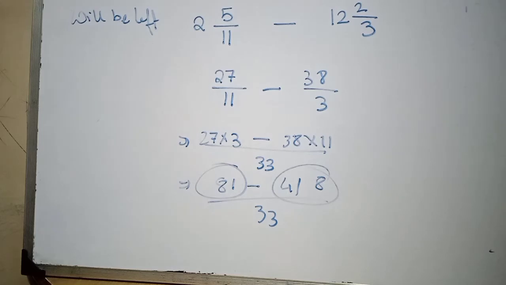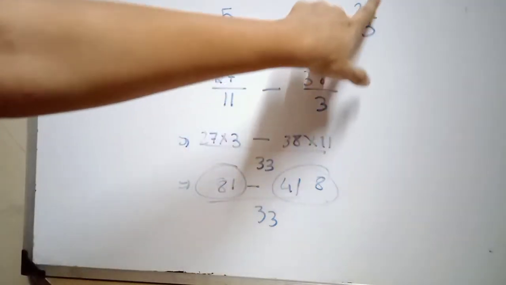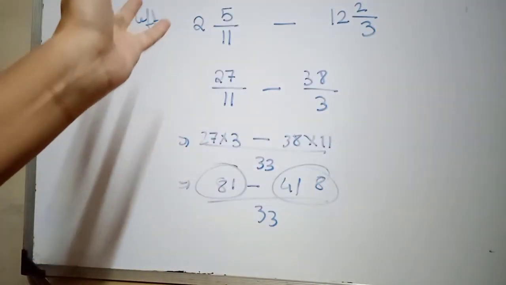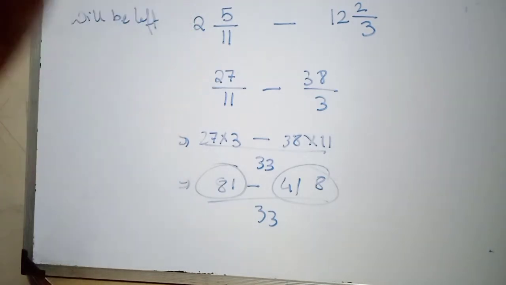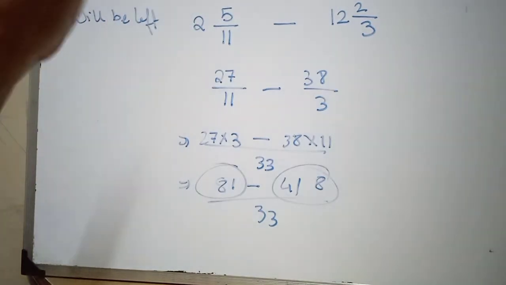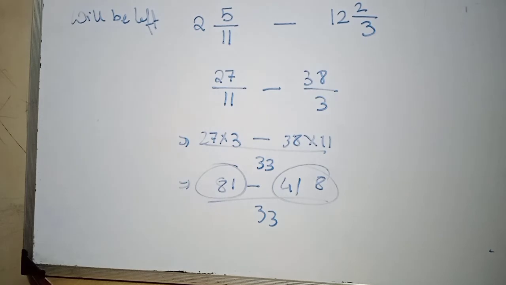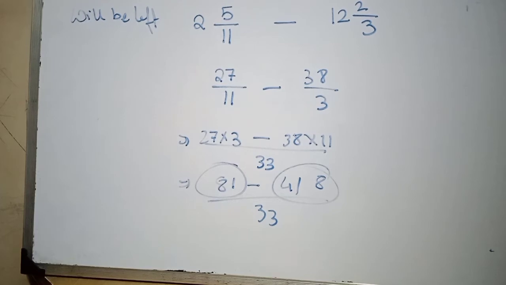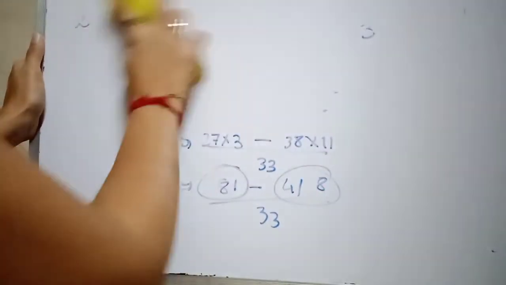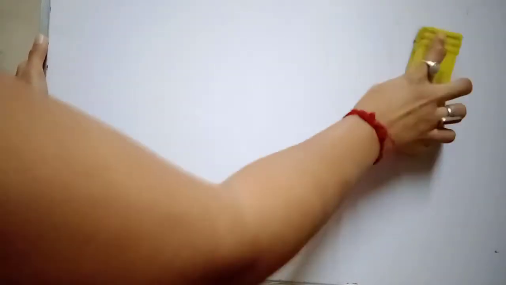Okay, I think 12 whole 2 by 3 should be the total length of the rope, and 2 whole 5 by 11 should be the portion that we cut out. This is wrong. Okay, sorry, this sum is wrong. So you don't need to do this sum. Please leave this sum. This is a wrong sum. I am leaving this sum because the numbers are given wrong.